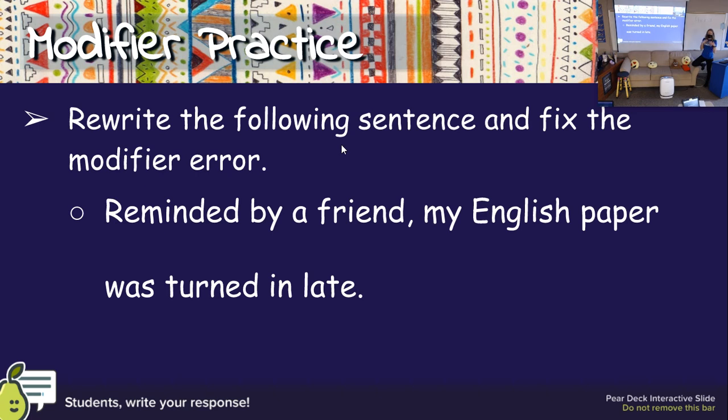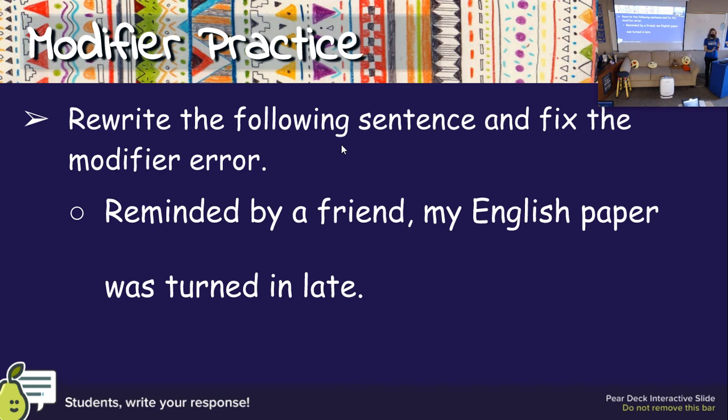Well, we can use our intelligence, right? We can use the context of the sentence to figure out who's being reminded. Okay, so who's being reminded in this sentence? The person turning in their English paper late. And since this is written in first person, we could just say I, right? Okay, so I is the one that's being reminded by a friend.